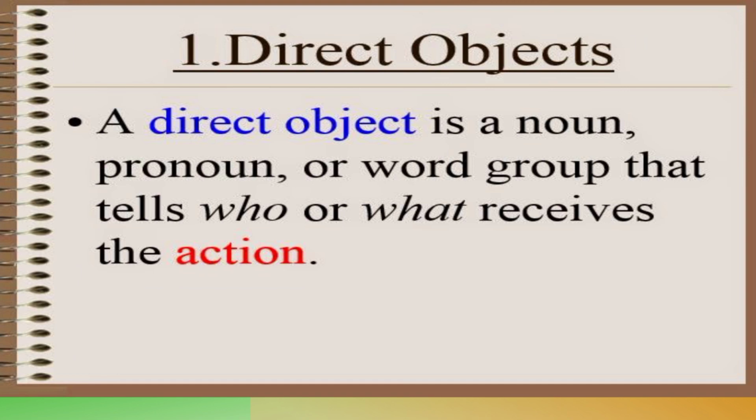So, what is a direct object, children? A direct object is a noun, pronoun or word group that tells who or what receives the action. Who is receiving the action? All right, children. So that is called direct objects.